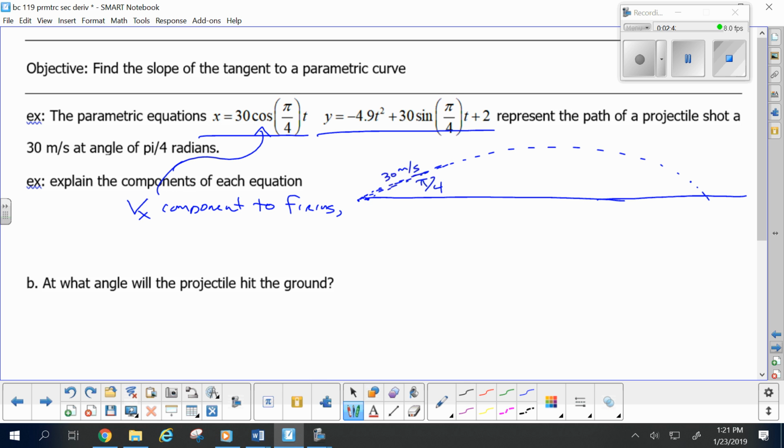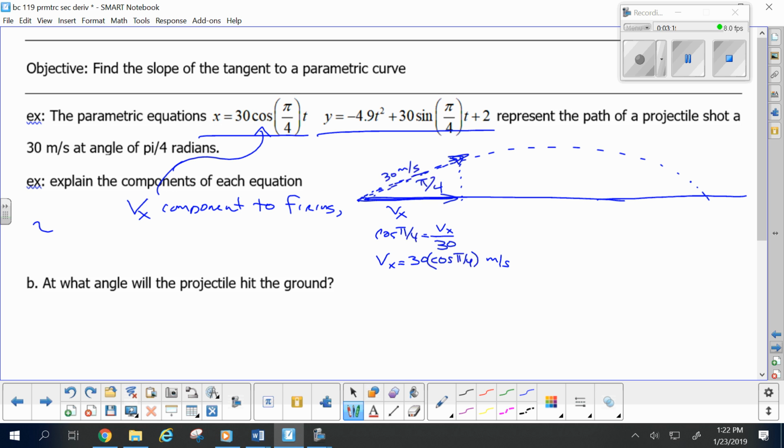Think of it like this. If this original firing was 30 meters per second at a pi/4 direction, then this original component to the velocity is the adjacent part of that. And so it would make sense to say that the cosine of pi/4 equals that adjacent part to the vector over the hypotenuse. And so that velocity component horizontally is 30 cosine pi/4. And that's meters per second.